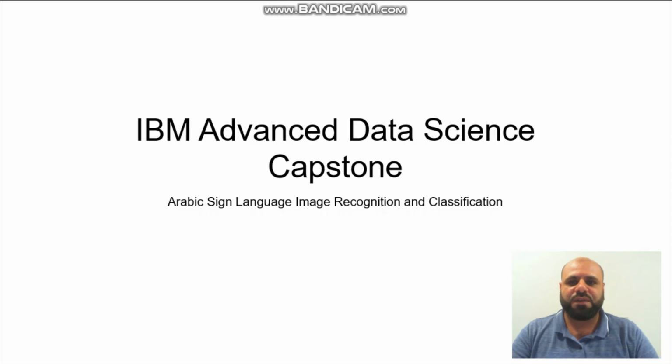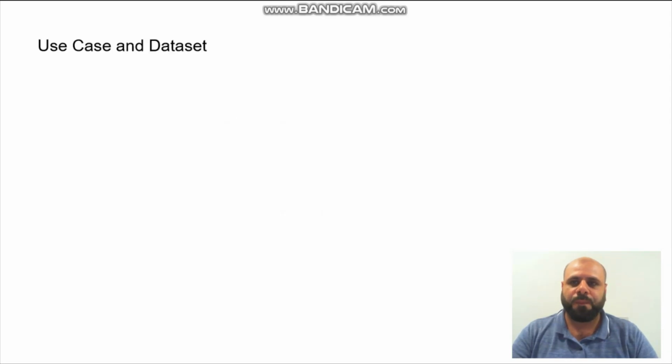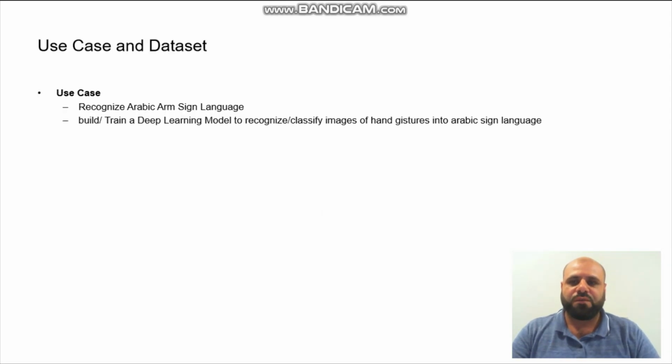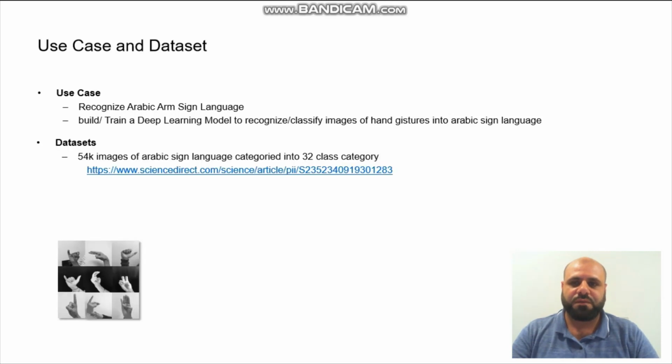I have made this video for the IBM Advanced Data Science Capstone project course in Coursera, where for my project I have chosen Arabic Sign Language image recognition and classification. My use case is to build a deep learning model to recognize and classify images into Arabic Sign Language. For that, I have obtained 3 datasets.